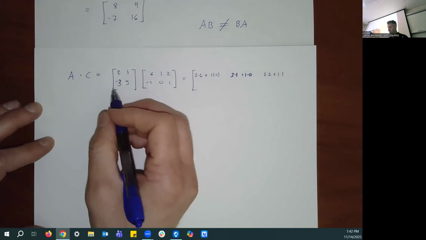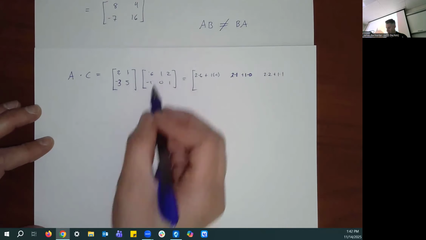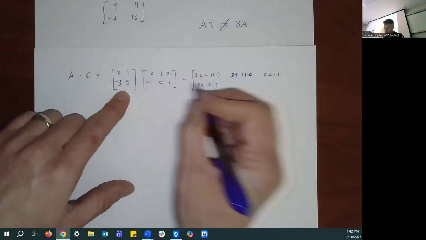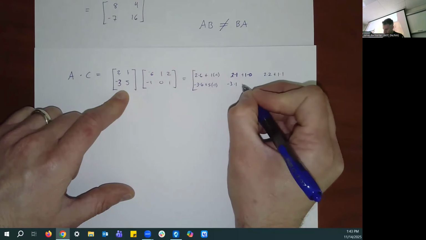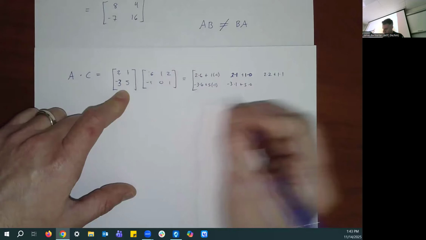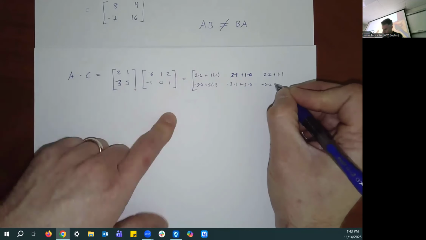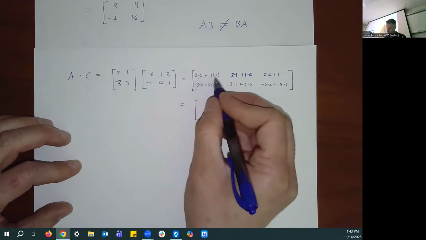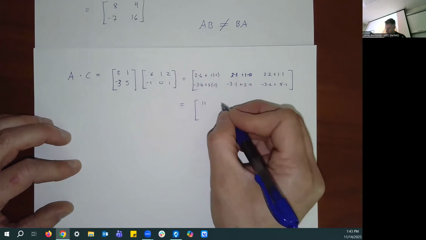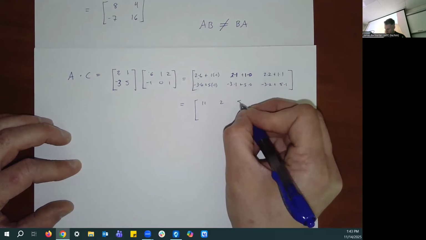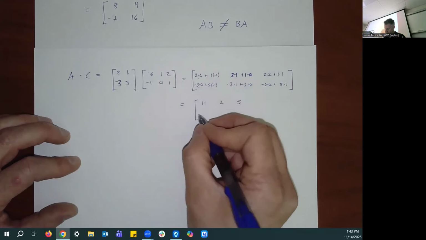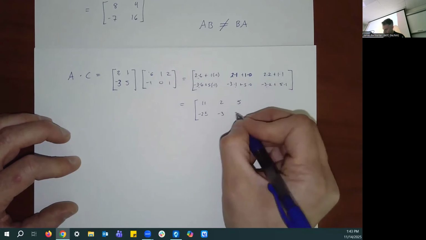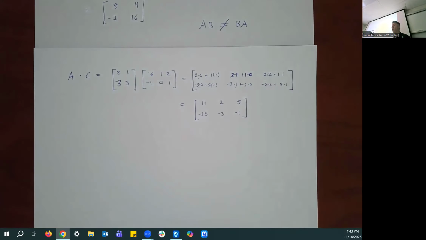And now we're going to do the same thing, except now it's the second row with all the columns. So I get negative 3 times 6 plus 5 times negative 1. I get negative 3 times 1 plus 5 times 0. And I get negative 3 times 2 plus 5 times 1. And then simplifying everything, I get 12 minus 1, 2 plus 0, 4 plus 1. I get negative 18 minus 5 is negative 23. Negative 3 plus 0, and negative 6 plus 5. There's your product A times C.